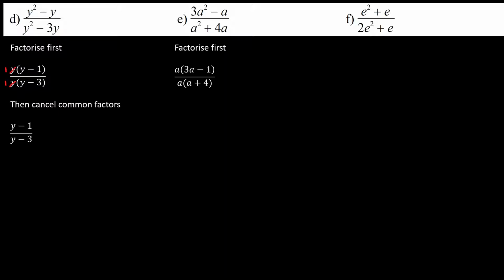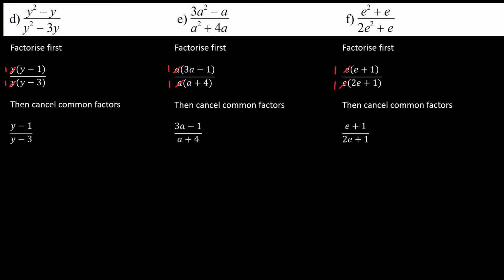We take out common factors of y, cancel those y's, and you're left with y minus 1 over y minus 3. In E, we take out a's, cancel the a's, and we have an answer. In F, we take out e's, cancel the e's, and there's our answer.